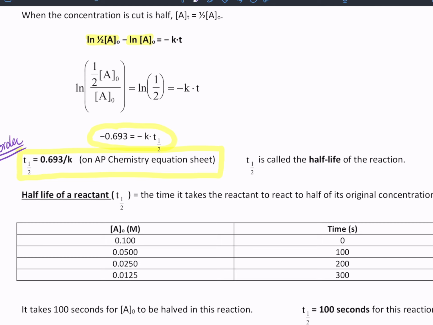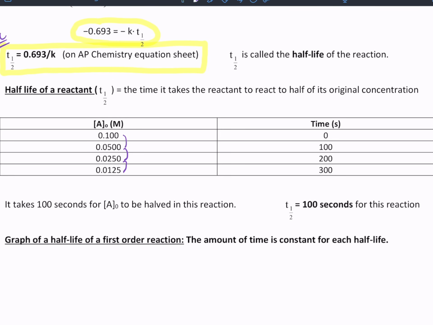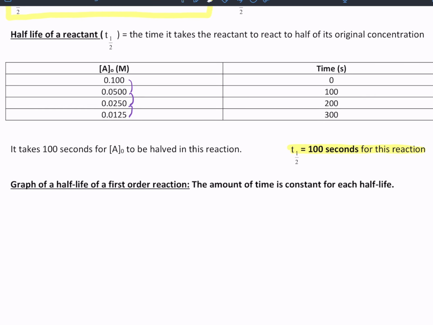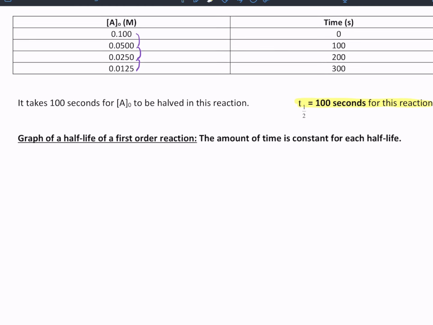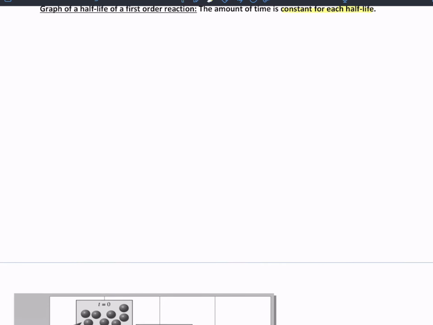We can look at these successive half-lives as we go from 0 to 100 seconds. We cut from 0.1 to 0.05. Then we go through another half-life of 100 seconds. We cut that in half again. And then a third half-life, we would cut that remaining sample in half again. So we can see here that this is going to be a half-life of 100 seconds for this particular sample. A graph for a half-life of a first order reaction, again, is going to be the amount of time it takes for each half-life. This is going to be constant for each half-life as we're looking at that.